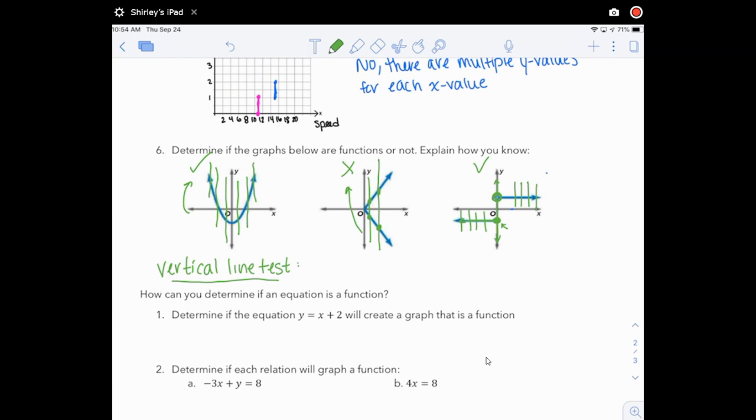So, vertical line test: if a vertical line intersects any point in the graph more than once, it is not a function.